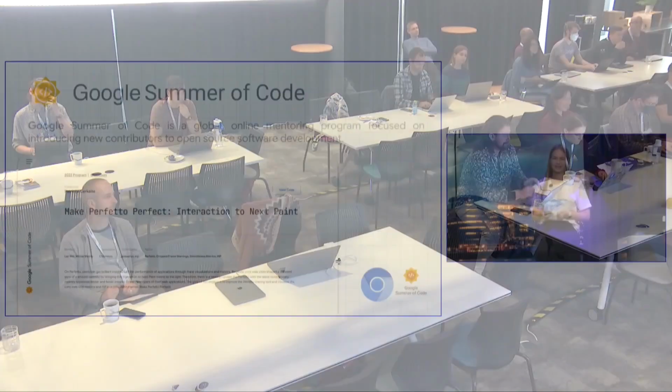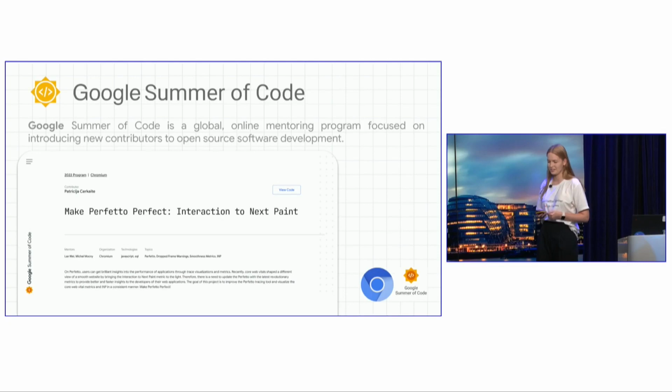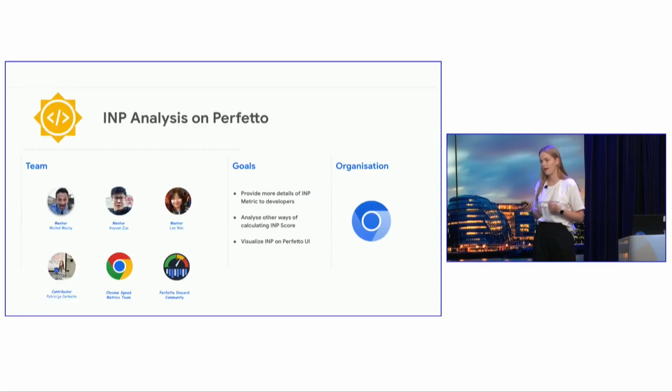So firstly, what is Google Summer of Code that I mentioned? It's a global online mentoring program that focuses on new contributors in open source. All contributors work around 12 plus weeks on the project with their mentors. They code and basically contribute. Previously, it was open only for bachelor's, master's, and PhD students. But now everyone is welcome to contribute, either as a mentor, admin, or contributor. And my project was INP analysis on Perfetto.